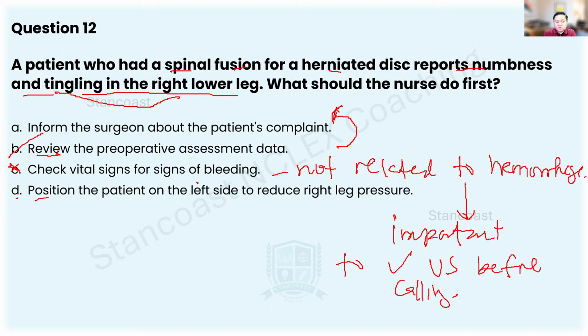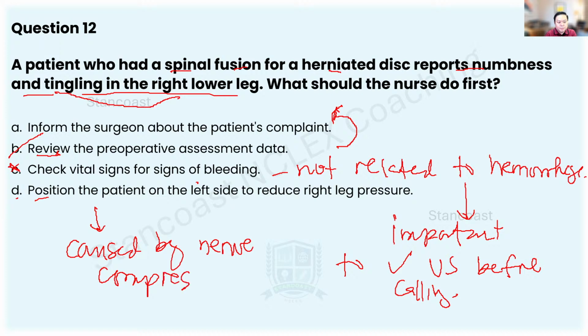This is unlikely to resolve that issue because this is related to nerve compression, and this can actually delay the appropriate assessment and intervention. If you're just going to position them onto the left side to reduce that pressure, it will not work.